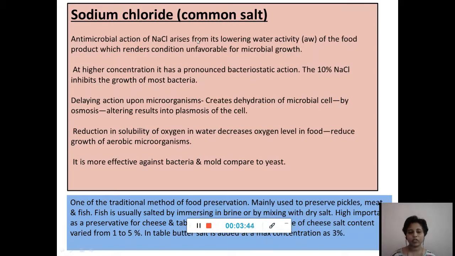Now, it is more effective against bacteria and mold compared to yeast. And as we all know, this is the most traditional method of food preservation, and you can see it in salted fishes, butter, cheese, etc. We would have salt as a common ingredient, but they all play the same role of inhibiting microbial growth and microbial activity while reducing the water activity.